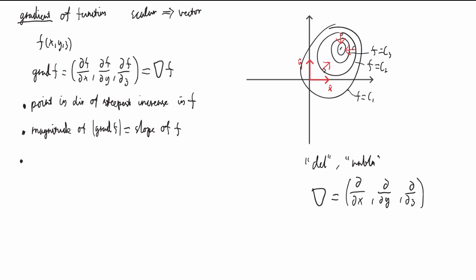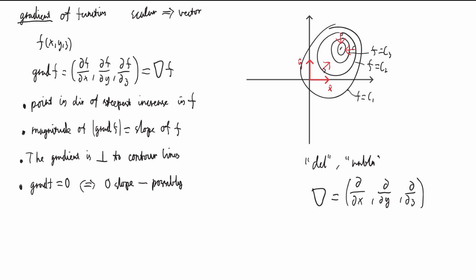And as I just said, the gradient is perpendicular to the contour lines. That makes sense, right? The contour lines correspond to lines where there is no change in the value at all. If you want to have the most rapid change possible, you want to move perpendicular to those lines. And the final property that follows from this is that if the gradient of some function equals 0, well, that corresponds to a 0 slope, which means that you might be at a maximum or a minimum.